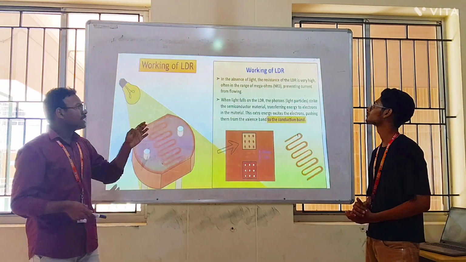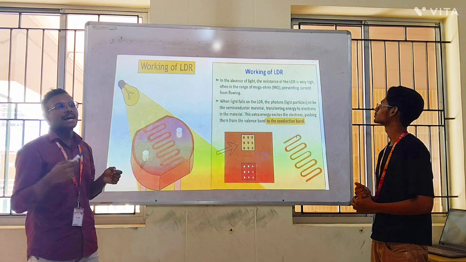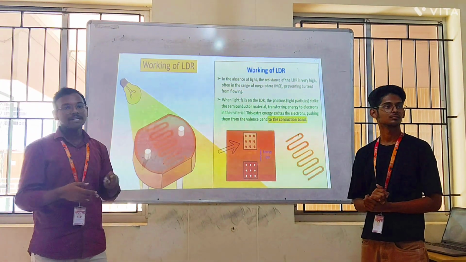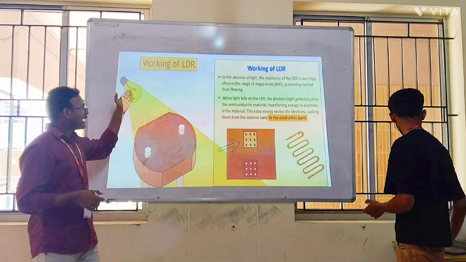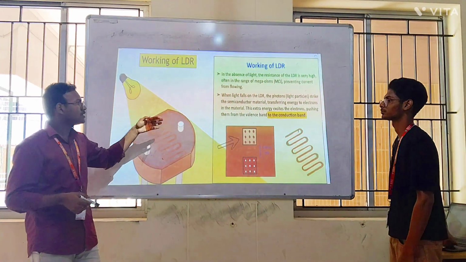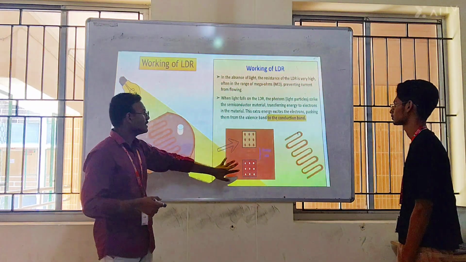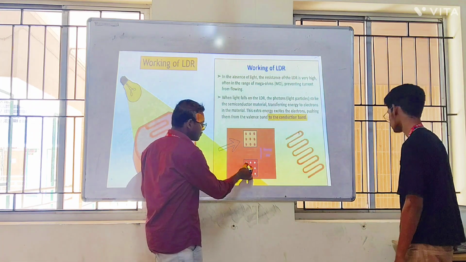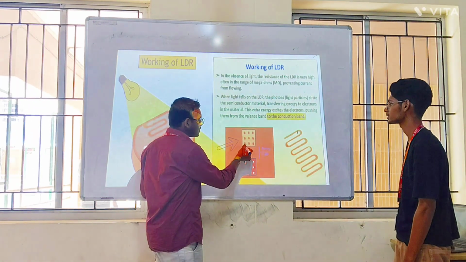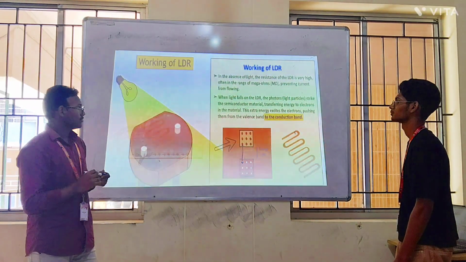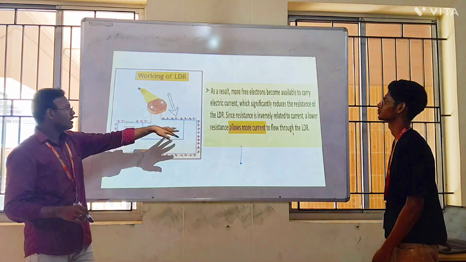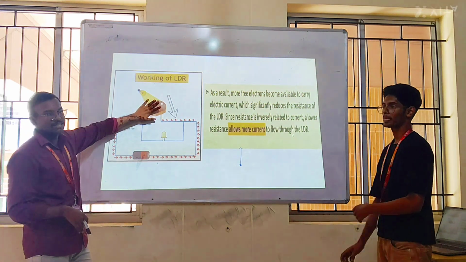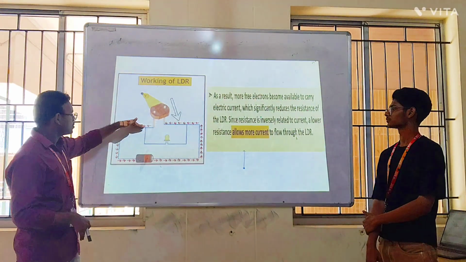Working of LDR. In the absence of light, the LDR will have high resistance, often in the range of 1 megaohm, thus preventing the current flow. When light falls on the LDR, the photons strike the semiconductor material, transferring energy so that electrons from the valence band move to the conduction band. As a result, more electrons are available. It reduces the resistance of the LDR, so the current flows through the circuit.